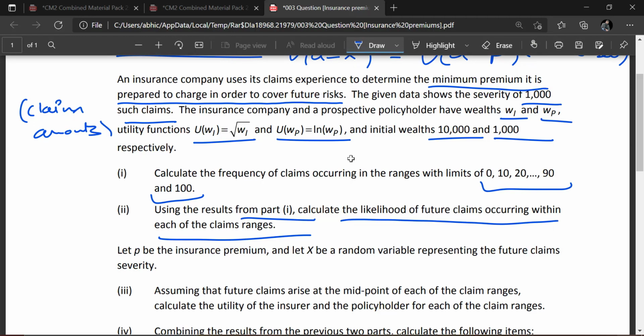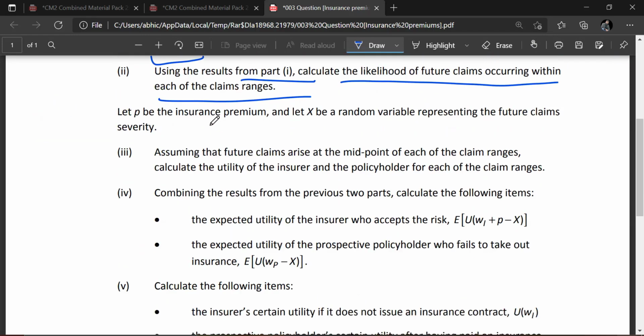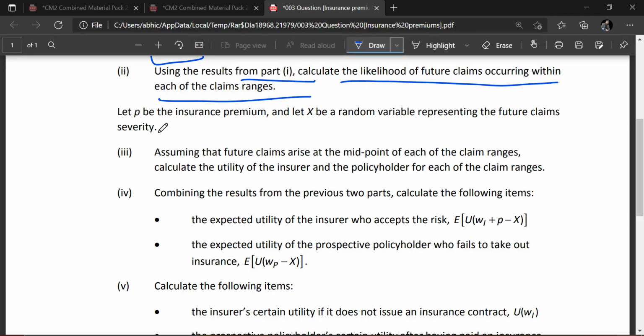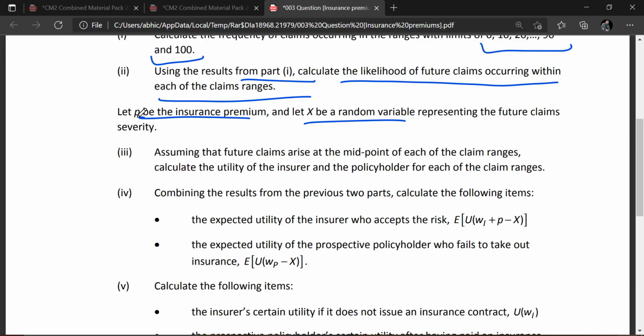Now let's move on. Let P be the insurance premium and X be the random variable representing the future claim severity. So these are two variables that we are defining. Assuming that the future claim arises at the midpoint of each claim range, calculate the utility of the insurer and policyholder for each of the claim ranges.